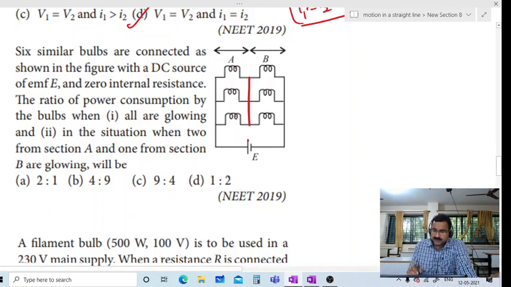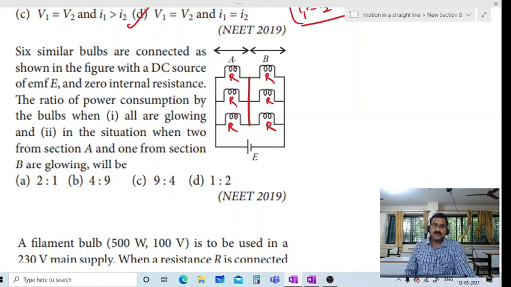And here the cell has no internal resistance, they mention only a cell. Bulbs have some resistance, so imagine R, R and R. These three are in parallel combination, and these three are also in parallel combination. What combination are both in? That we are checking now in the first case. 6 similar bulbs are connected to a DC source of EMF E with 0 internal resistance. Ratio of power consumption by the bulbs.